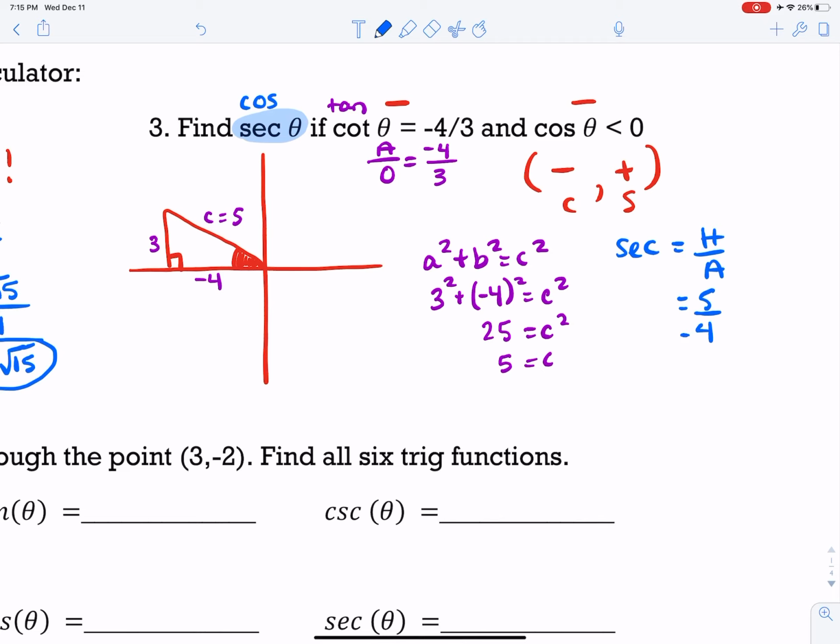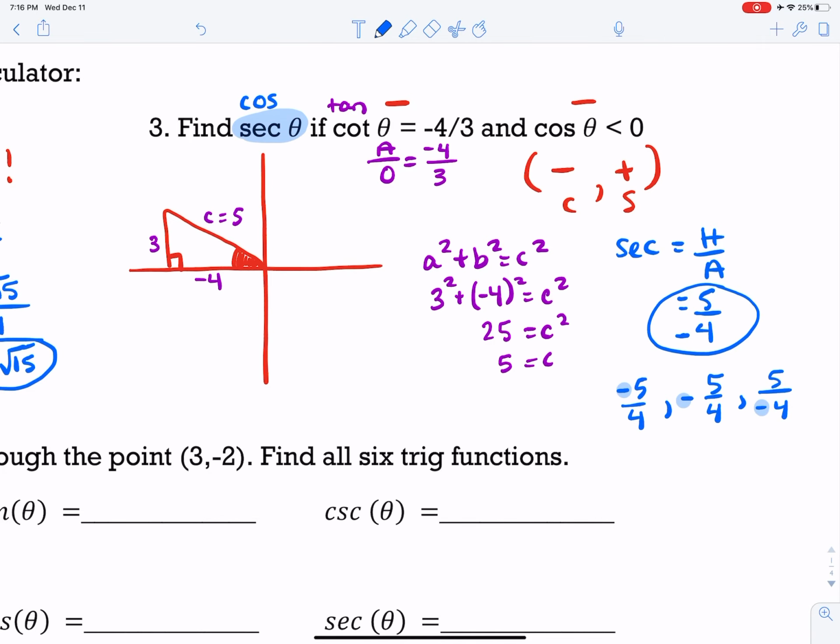And so our final answer is 5 over negative 4, or negative 5/4. As long as you put the negative as a part of your answer, it doesn't matter if you put negative 5/4 or if you put 5 over negative 4. As long as you have that negative somewhere, then you are good to go. And that is the final answer.